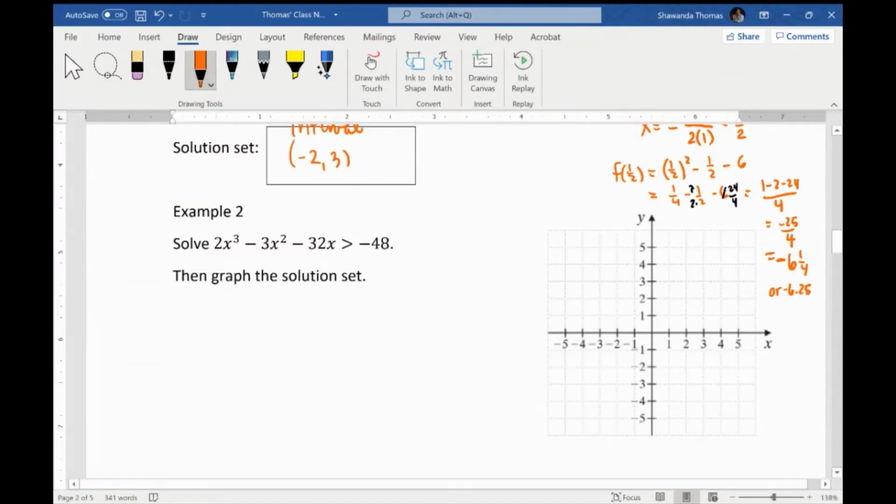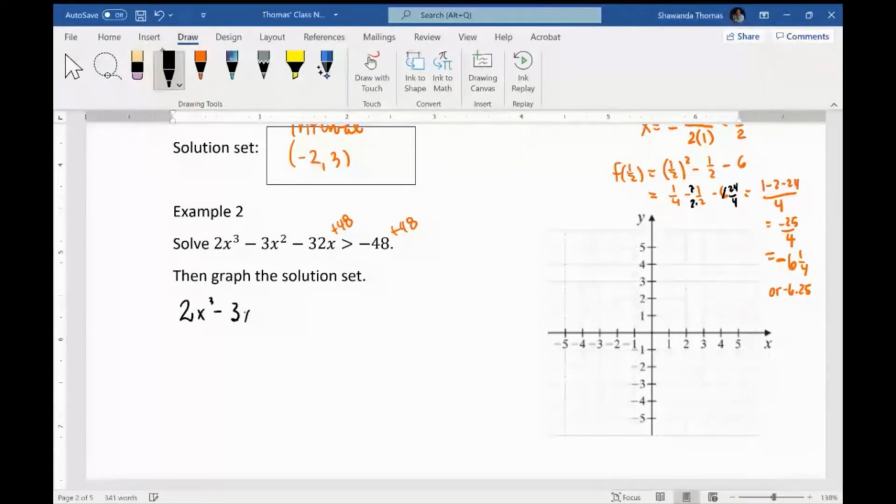You've got to move that negative 48. How do we do that mathematically? Add it to each side. Yes, you've got to add 48 to both sides. Very nice. So now we have 2x cubed minus 3x squared minus 32x plus 48 greater than 0. It's greater than 0 this time.